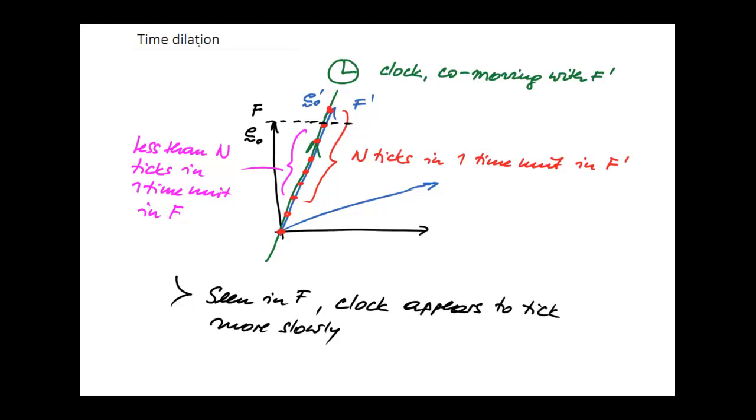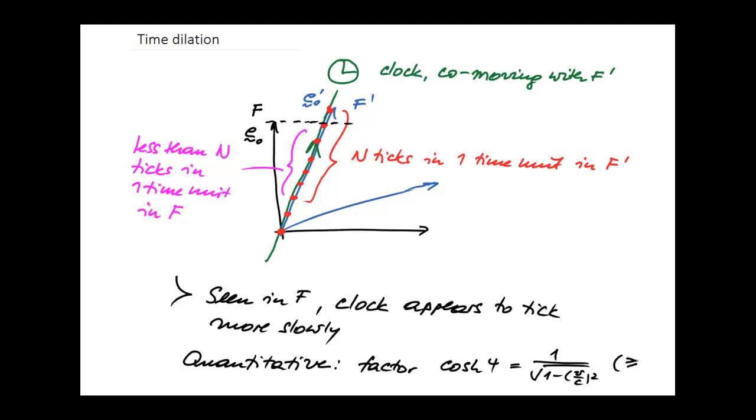This is the qualitative explanation. The quantitative result is that the ticking rate of the clock differs by a factor hyperbolic cosine of rapidity, and we had seen that this is nothing but 1 over square root 1 minus v over c squared. So this factor is always larger or equal to 1. So this is the factor by which the ticking rates of the clock differ in the two frames.